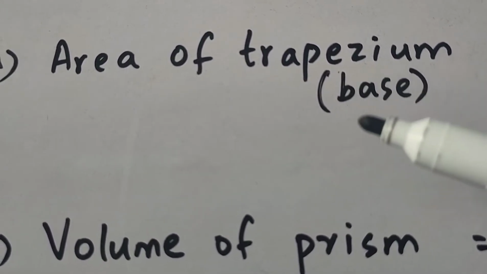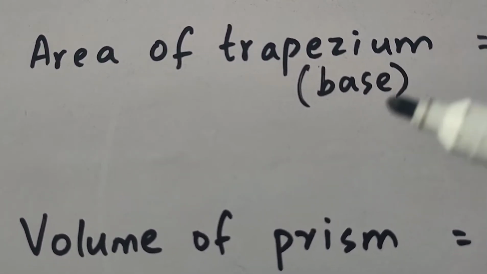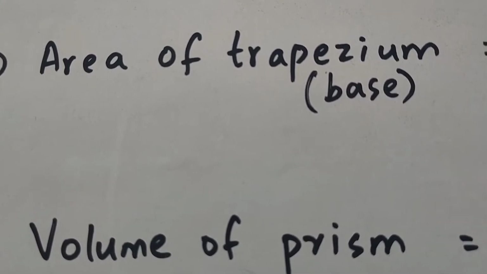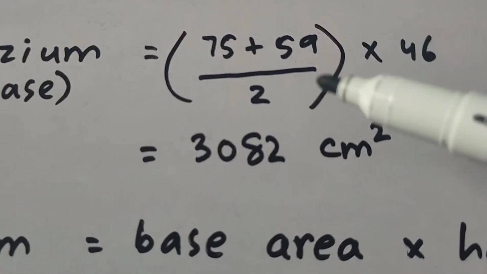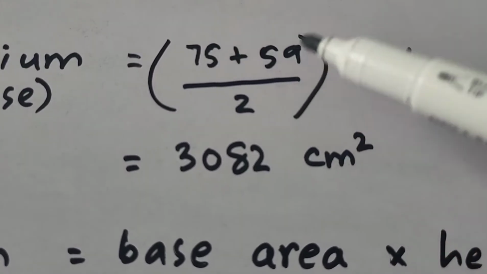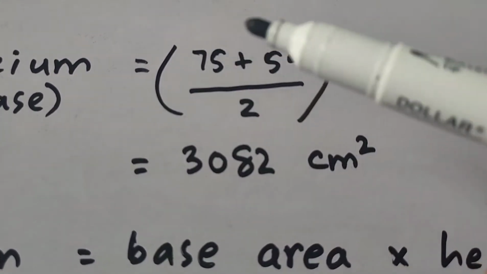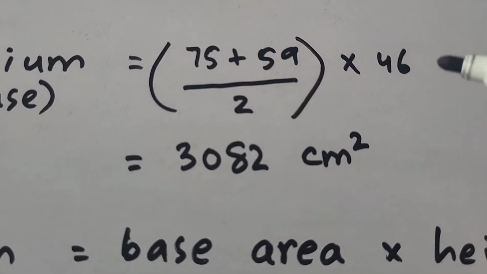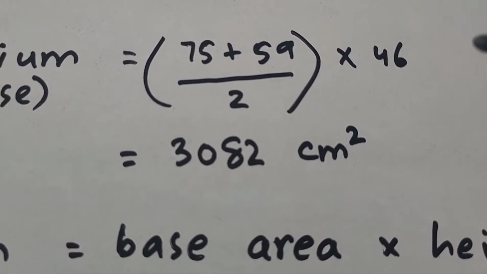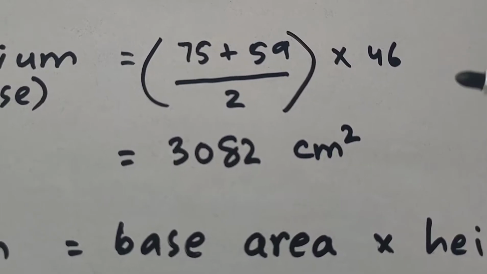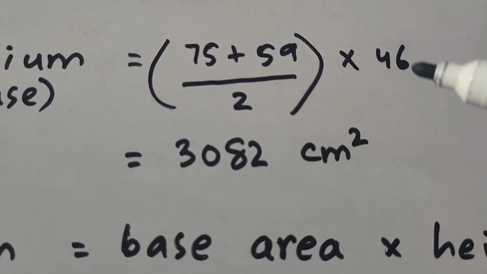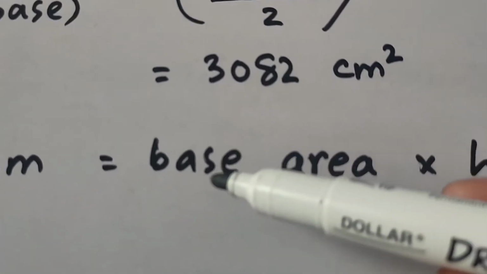So we found out the area of a trapezium, and the formula of a trapezium is to simply divide the sum of the lengths of the parallel lines, right? The opposite parallel lines, and then multiply it with the height. Here we had the height 46 centimeters that was given. So we just multiplied these two to find out the area.